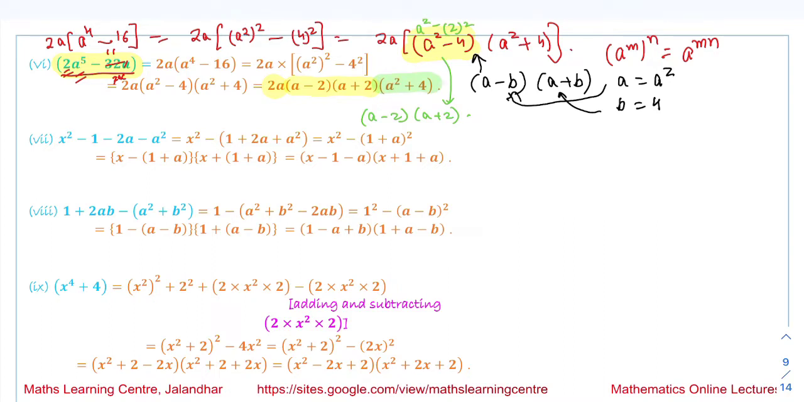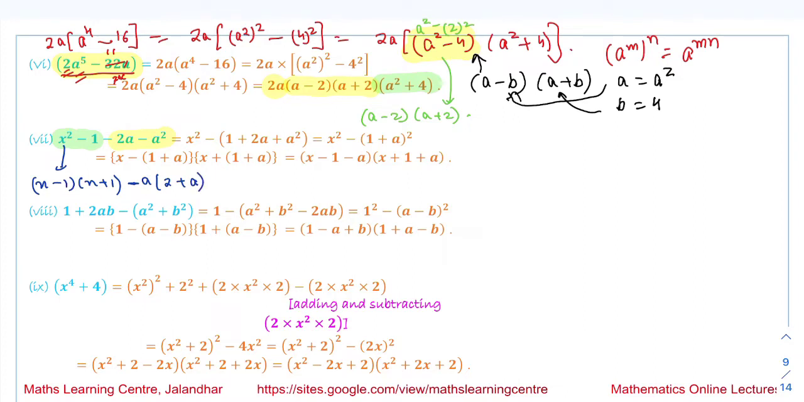Now in the next question, we have x square minus 1 minus 2a minus a square. First we have to group these terms. Suppose I group these two terms separately and these two terms separately. For the first part, I use the formula x minus 1 into x plus 1, and from the second part I take a common, minus a common, so I am left with 2 plus a.